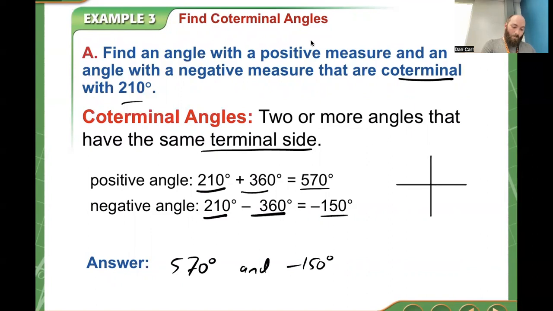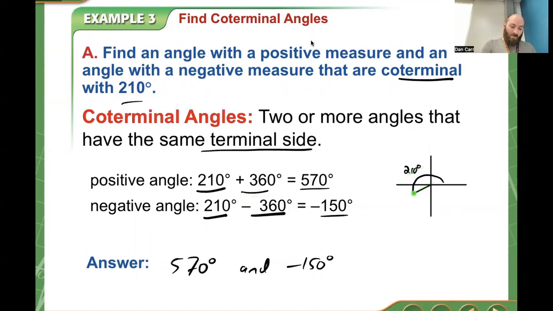Okay, 210 is about right here. Okay, that's about 210 degrees. So that's my starting position. So the idea of adding 360 means I'm going to do this. I'm going to go through one more time all the way around and end up in the same spot. Okay, so that's why I'm adding 360 there.